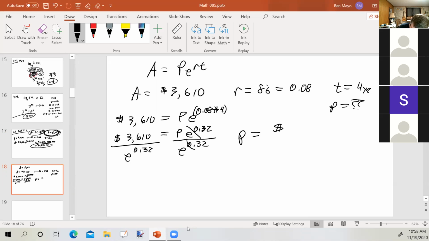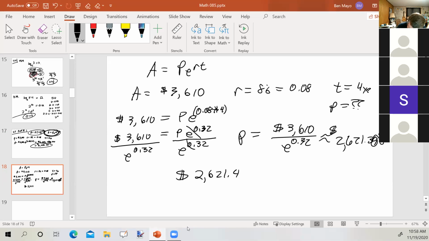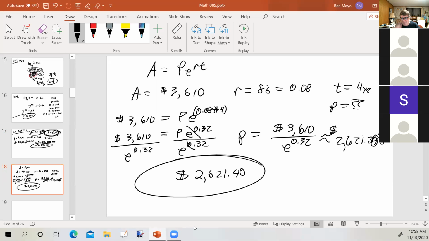So P equals $3,610 divided by e to the 0.32 power. Okay. So 3610 divided by, second calc, e to the 0.32 power, close that up, and I get 2621.398. We're talking money, so we're going to round to the nearest cent. The 8 will round up, so we're going to get $2,621.40.